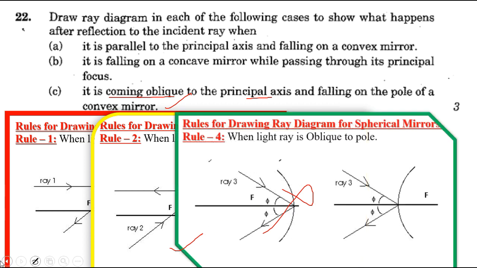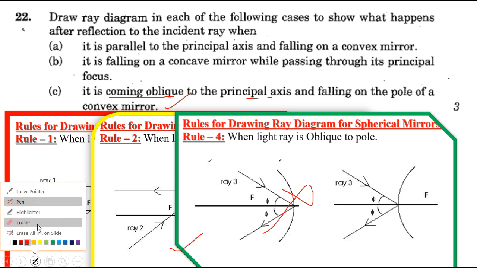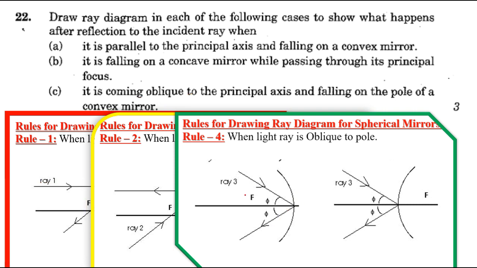You can see this slide. Here you can see that when a light ray is incident on the pole at some angle to the principal axis, it will reflect with the same angle, because the angle of incidence is equal to the angle of reflection according to the laws of reflection. Now, we have drawn both diagrams here, but they have asked only for the convex mirror. So you don't draw this diagram, you just draw this diagram only.